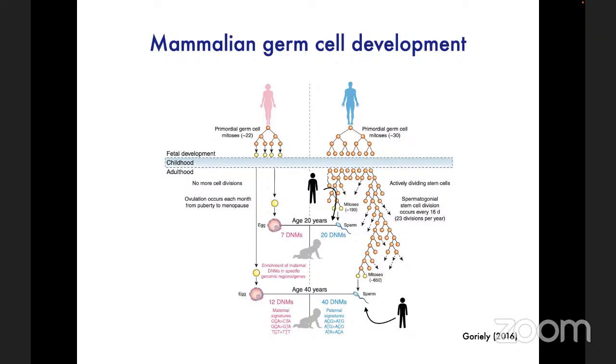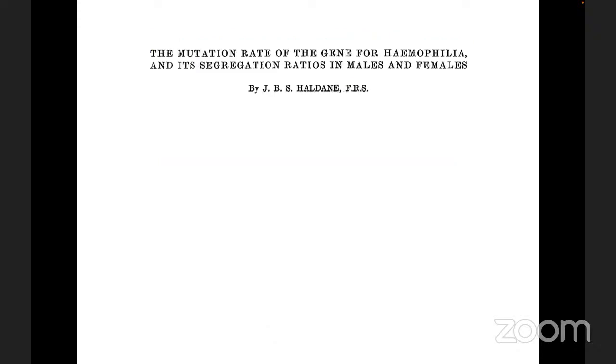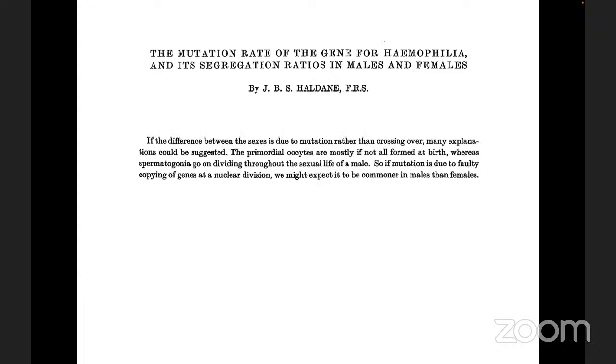And if we go to this 20-year-old male, he hasn't gone through as many mitoses. So here the estimate is 190, whatever, 650. And so fewer mutations. And believe it or not, JBS figured this out. He actually figured out that there's male bias in mutation by looking at disease phenotypes in offspring. And so here's what he said. If the difference between the sexes is due to mutation rather than crossing over, I don't know why he thought it was due to crossing over, but many explanations could be suggested.